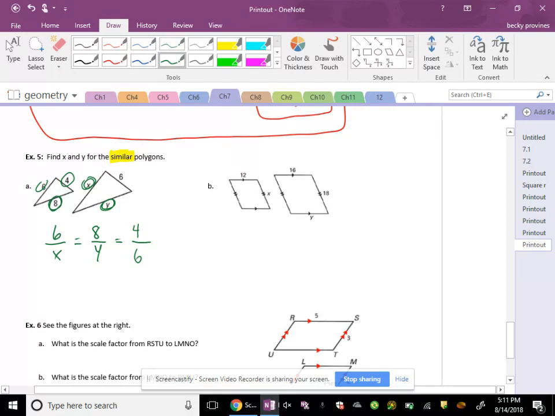So I'm going to cross multiply here. Now they're all equal with each other, so you're able to cross multiply these in any order. So I can cross multiply these two together and solve for Y, no problem. So let's try this. 8 times 6 equals 4 times Y. So 8 times 6 is 48, and divide by 4, so Y is 12.